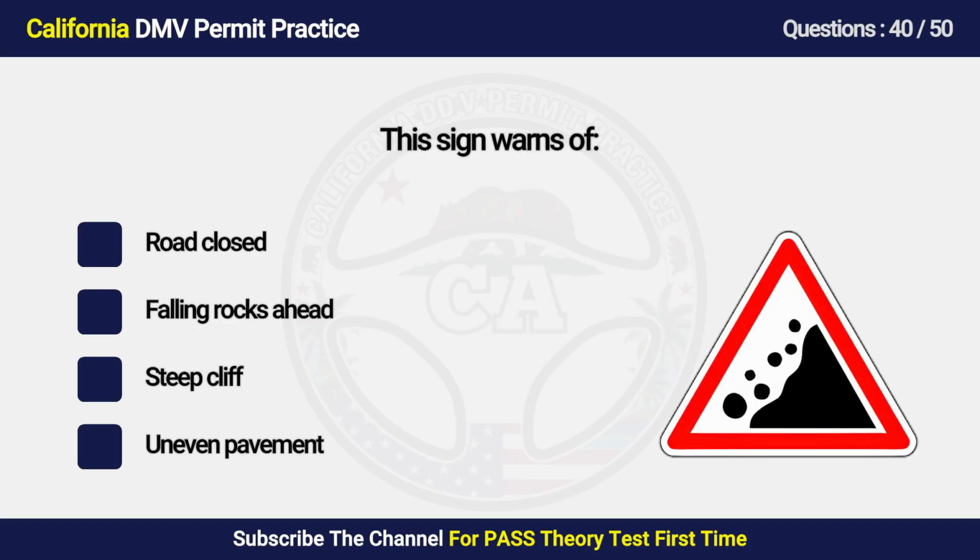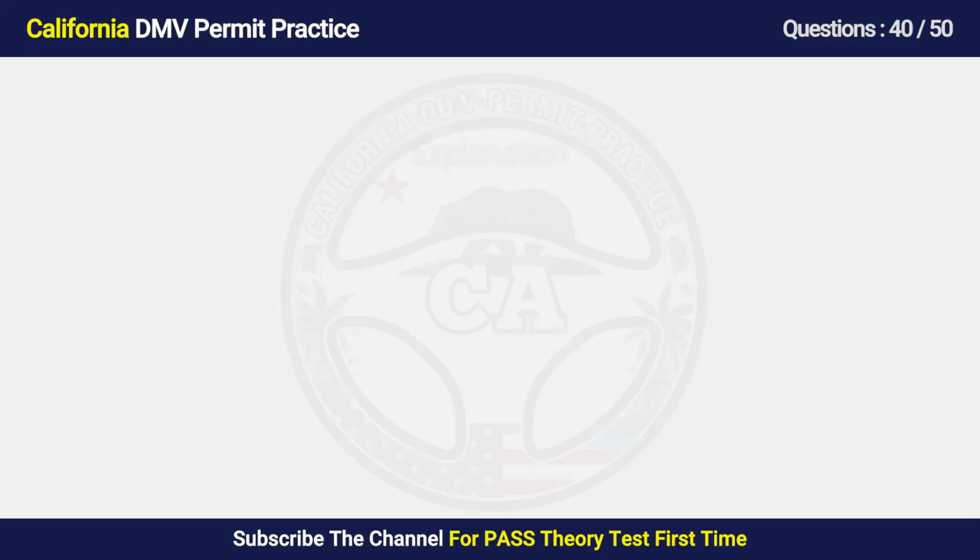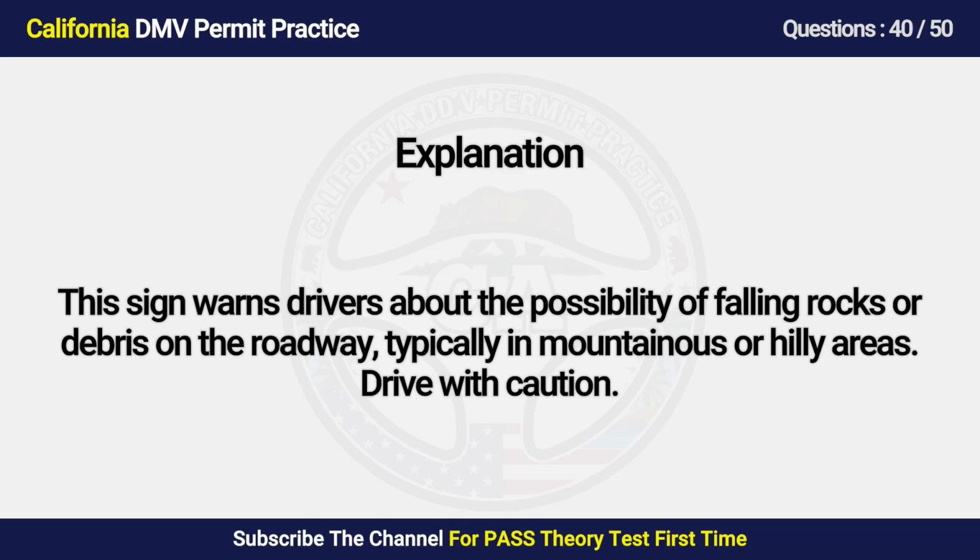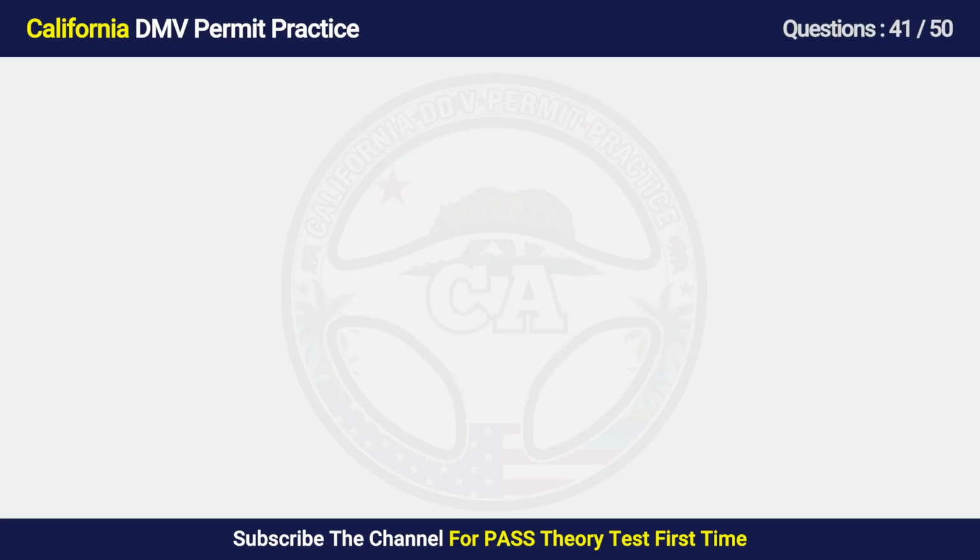Question 40. This sign warns of A. Road closed. B. Falling rocks ahead. C. Steep cliff. D. Uneven pavement. Answer is B. Falling rocks ahead. This sign warns drivers about the possibility of falling rocks or debris on the roadway, typically in mountainous or hilly areas. Drive with caution.